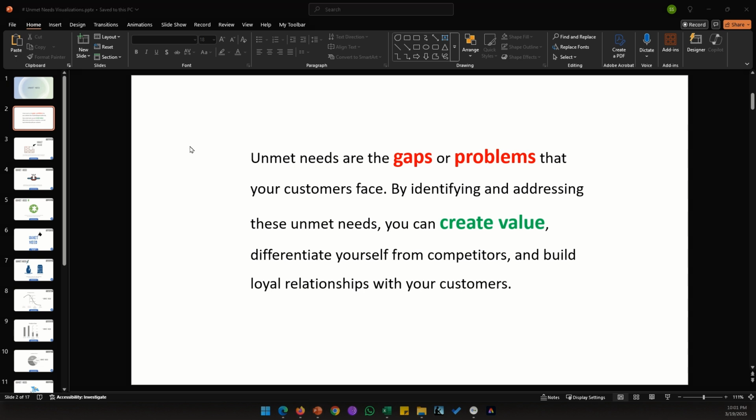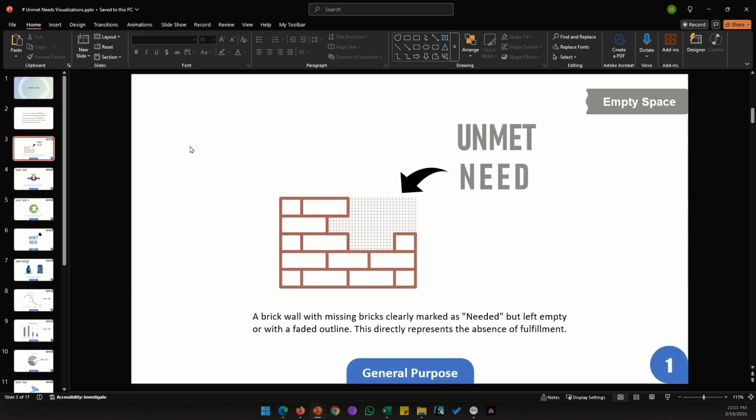The very first visualization I have is called empty space. We have a brick wall here with some bricks missing. Now it doesn't have to be a wall. The concept is you can have any object and have some pieces or parts of it missing, so that missing gap would indicate unmet need. I call this empty space so that it's easier for us to remember.